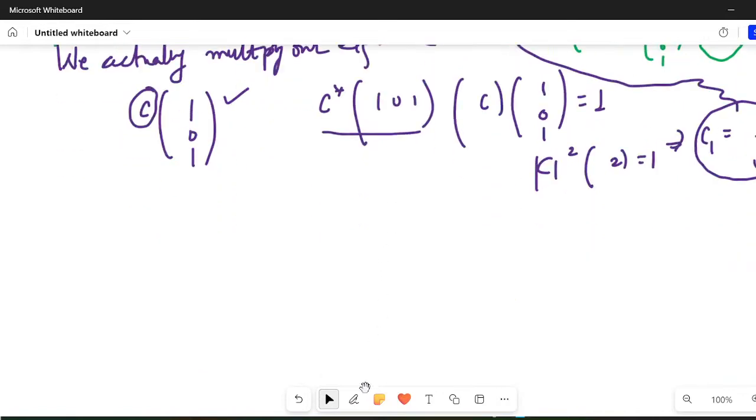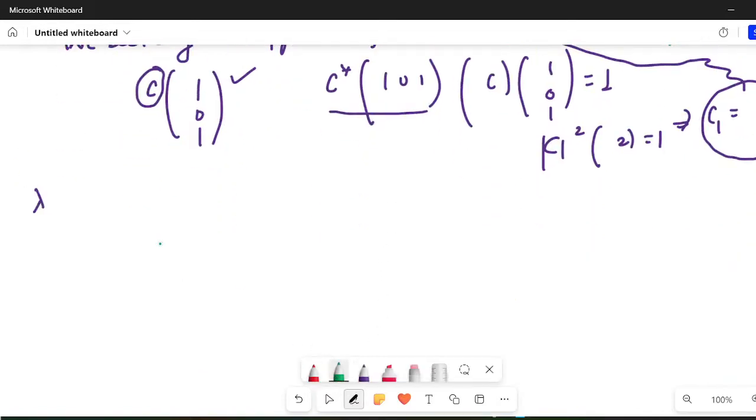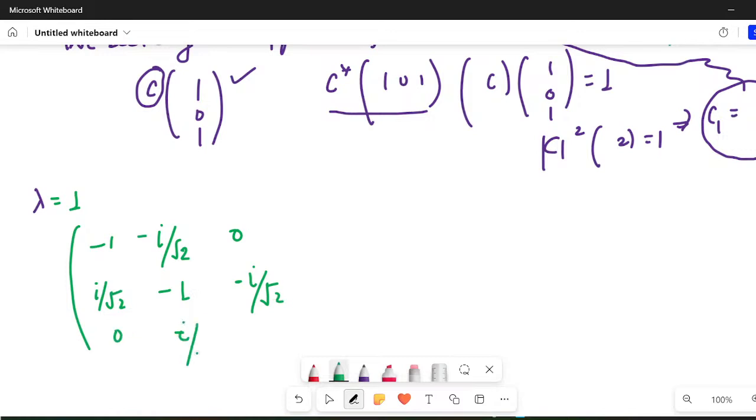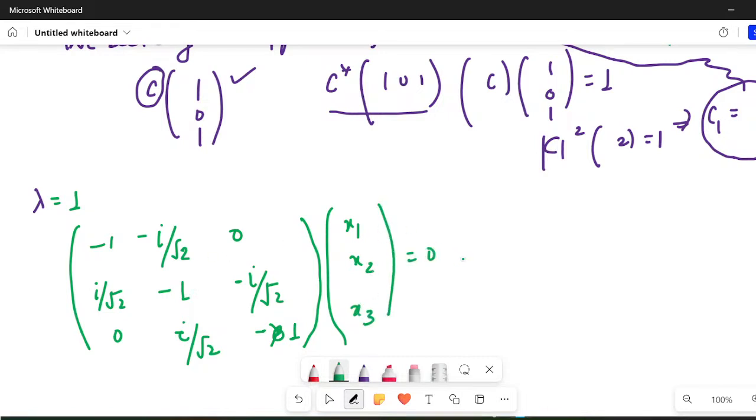So for lambda equal to 0, I have got an eigenvector. For lambda equal to 1, let us try to find the eigenvector. It would be minus 1, iota upon root 2, minus iota upon root 2, 0. Here you have iota upon root 2, here you have minus 1, then you will have minus iota upon root 2, then you will have 0, you will have iota upon root 2, and then you will have a minus 1. Instead of lambda I am writing 1. Now here you have x1, x2 and x3 equal to 0. Now from this equation you can clearly see that minus x1 and minus iota upon root 2 is equal to x2.